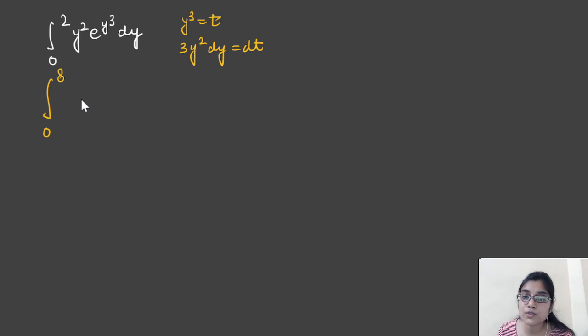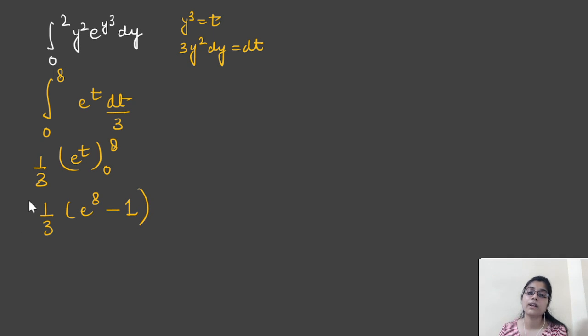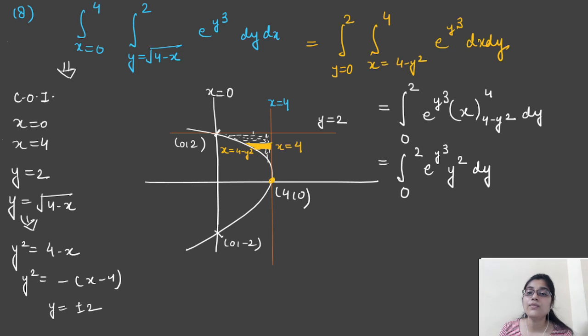So this is going to be e raised to the power t. Then y square dy is going to be dt by 3. So what we are getting? 1 by 3 e raised to the power t, then we have 0 to 8. This is your 1 by 3 times e raised to the power 8 minus e raised to the power 0, which is 1. So this is the answer for this question which I solved just now.